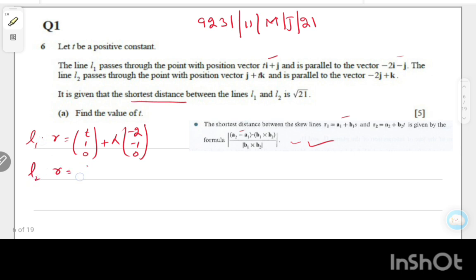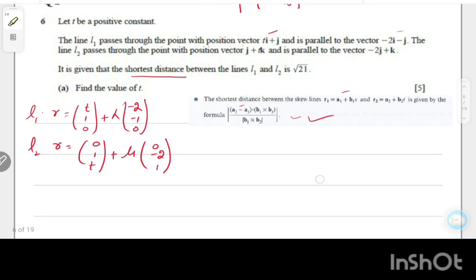Similarly, the second line is L2. Here r is equal to, what is i? There is no i, so 0. j is 1, and what is k? It will be t. Plus mu times the second term, which is 0, minus 2 and 1.